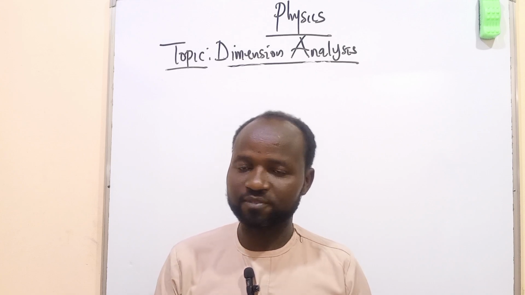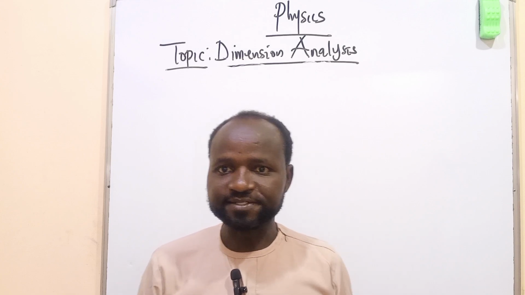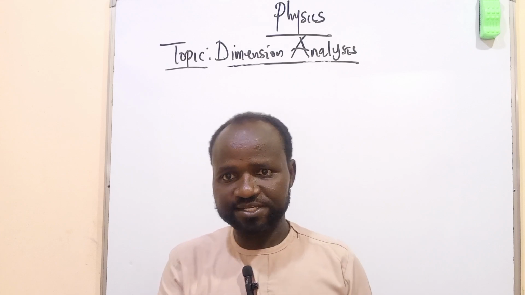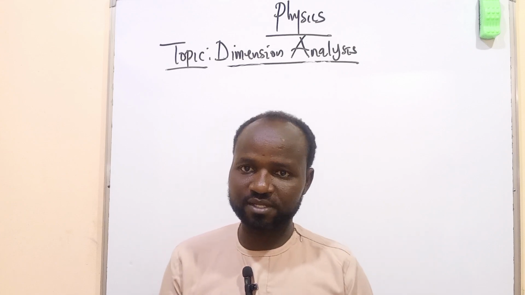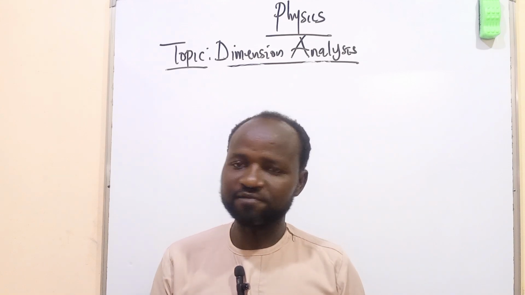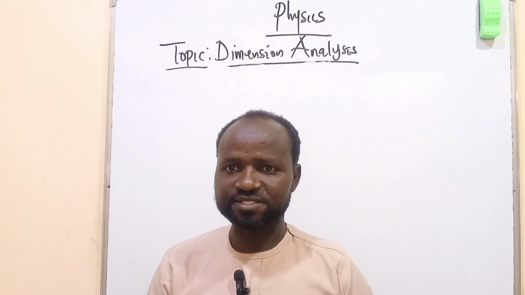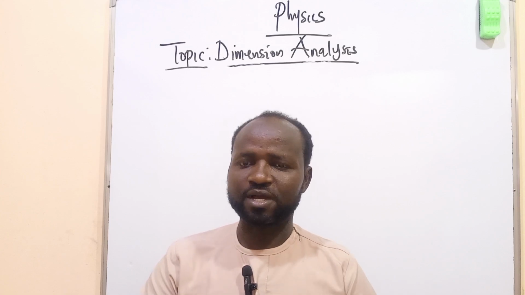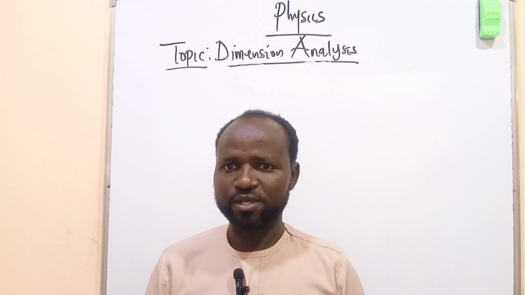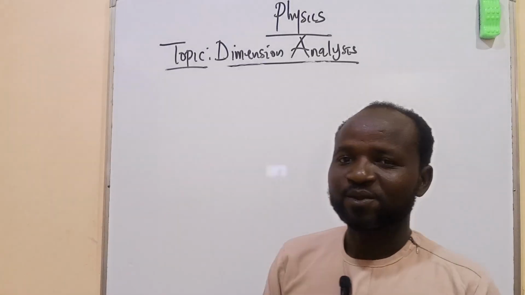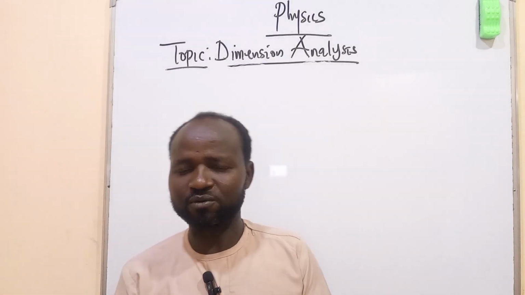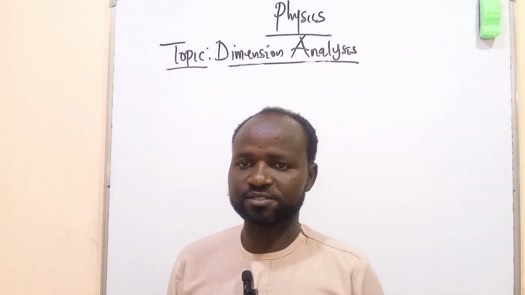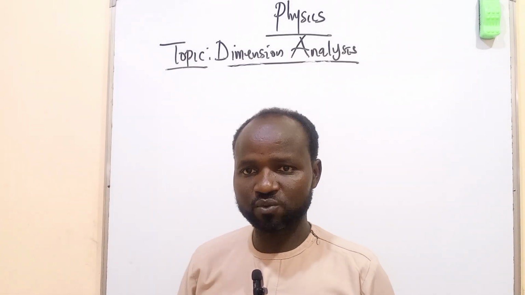Fundamental quantities are time, area, length, temperature, electric current, luminous intensity. All these are fundamental quantities. The derived quantities are velocity, acceleration, force, density, pressure. You can name them. There are many. So in today's presentation, we want to look at the dimension for density, power, pressure. Let's look at these three derived quantities.